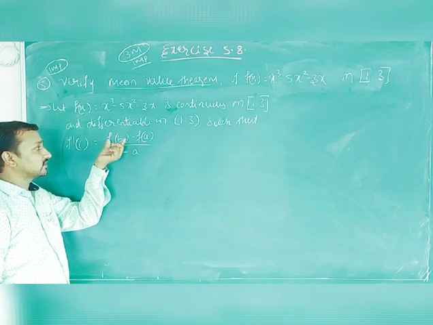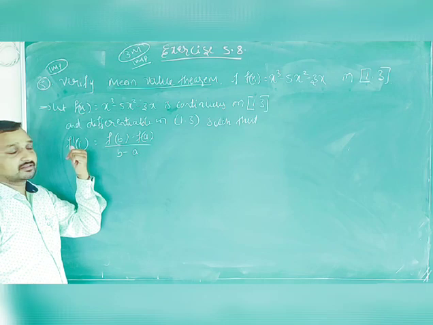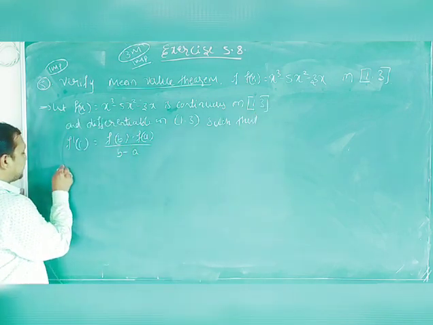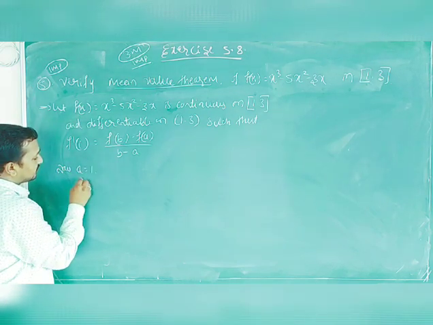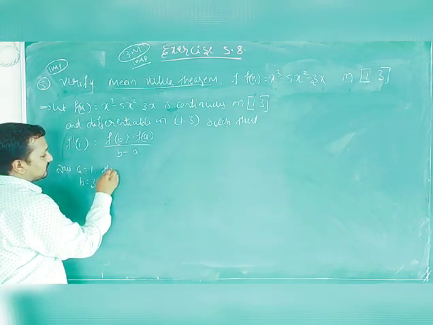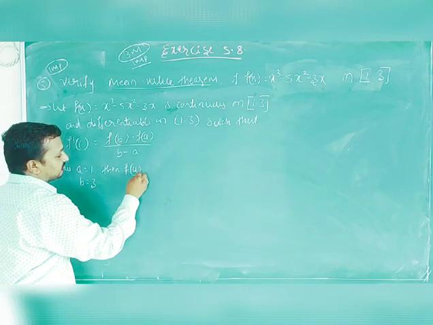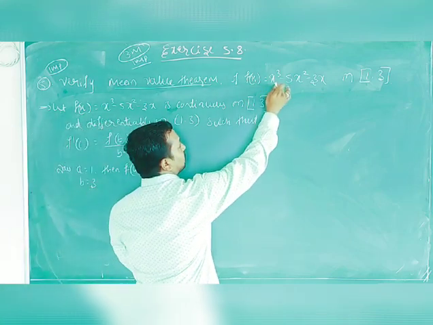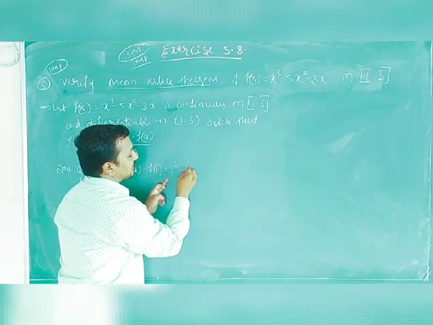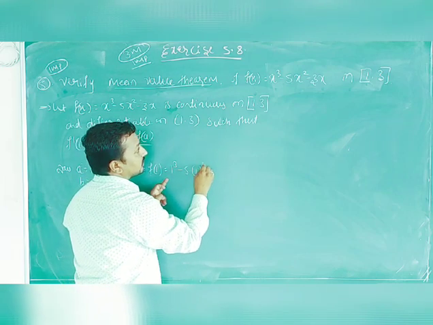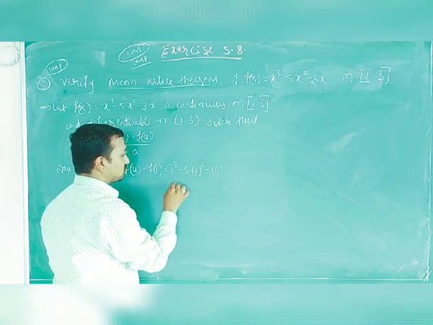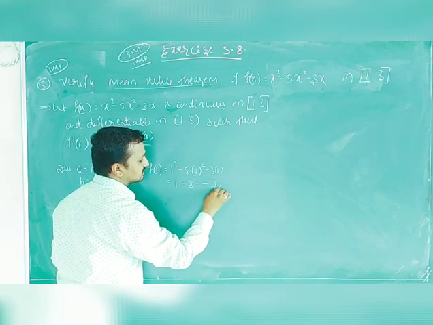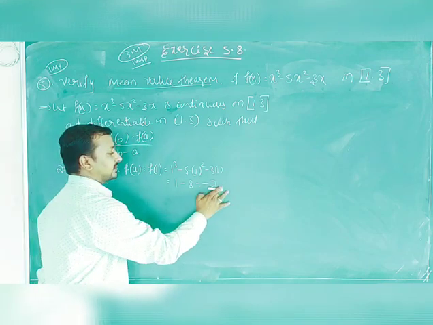Then we know the values of f of b, f of a, b and a. Already we know a is equal to 1, b equal to 3. Then we find f of a. F of a is f of 1. Instead of x put the value 1: 1 cube minus 5 into 1 square minus 3 into 1, which is 1 minus 5 minus 3, equal to minus 7. This is the value of f of a.